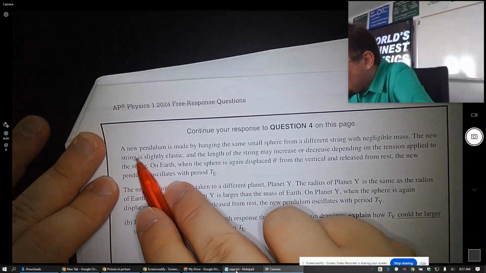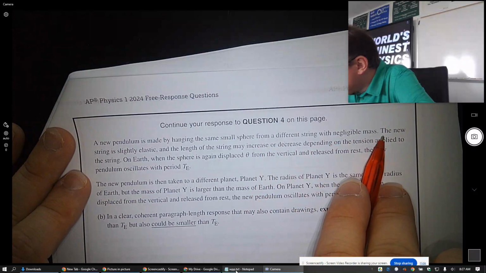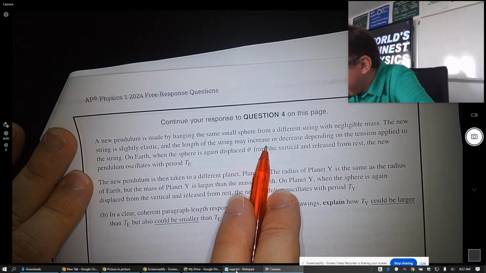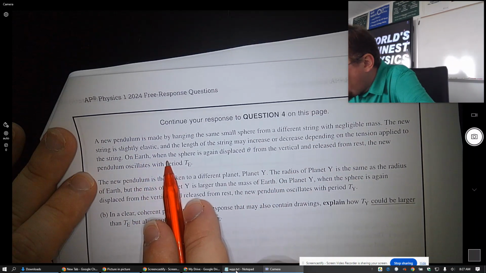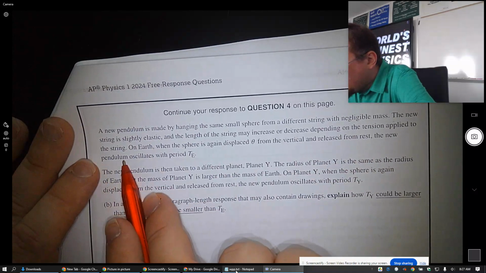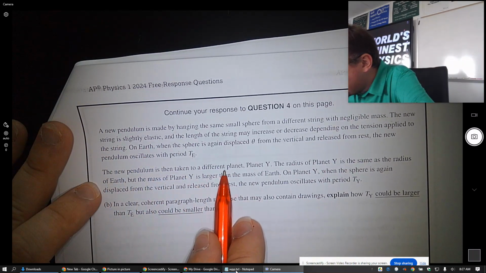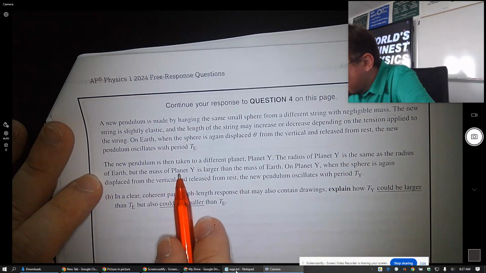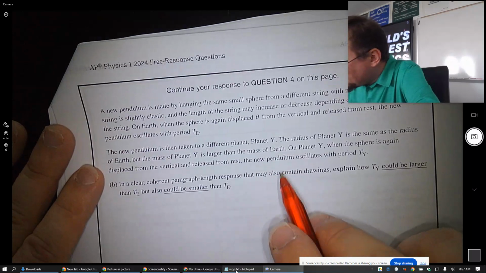Okay, a new pendulum is made by hanging the same small sphere from a different string with negligible mass. The new string is slightly elastic, and the length of the string may increase or decrease depending on the tension applied to the string. On Earth, when the sphere is again displaced theta from the vertical and released from rest, the new pendulum oscillates at the period T on Earth. The new pendulum is then taken to a different planet, planet Y. The radius of planet Y is the same as the radius of Earth, but the mass of planet Y is larger, so that means more gravity. So I'm going to say that in a moment.